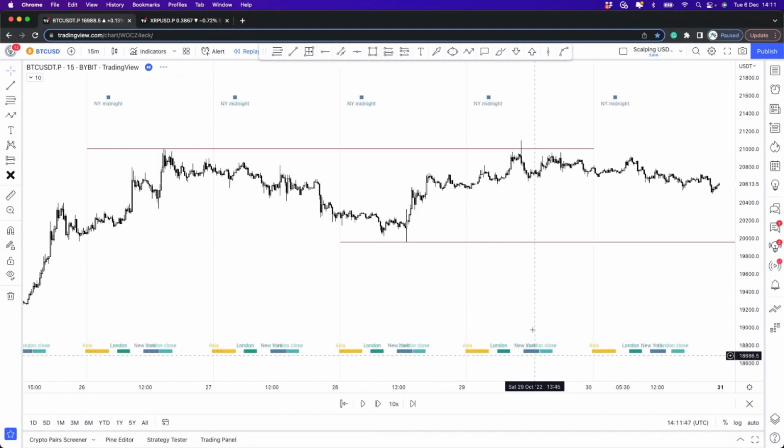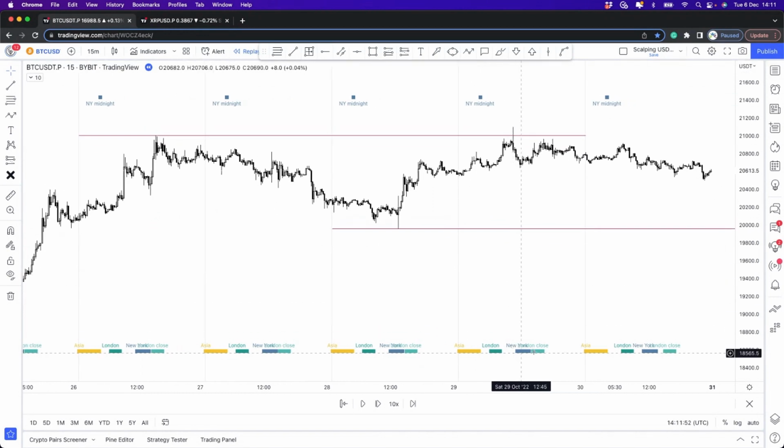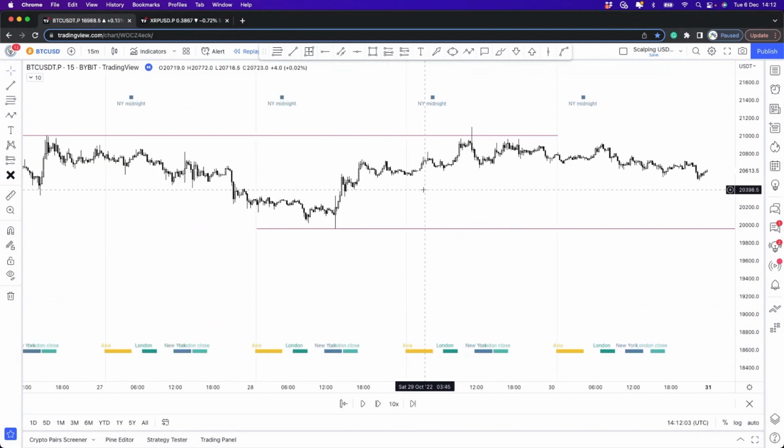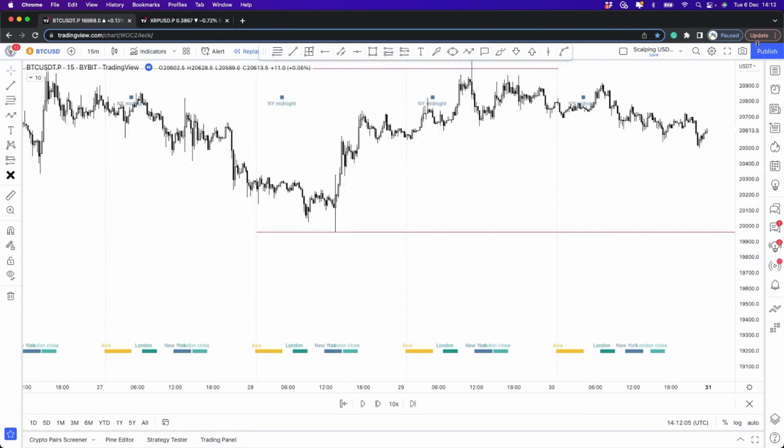So as we can see here, I've got this indicator on which is showing me, among other things, but the key thing that I'm looking for here in my trading sessions, I'm looking to trade London, and I'm looking to trade New York into the London close, all right, which is this session here. So what I'm looking for is really, really simple.